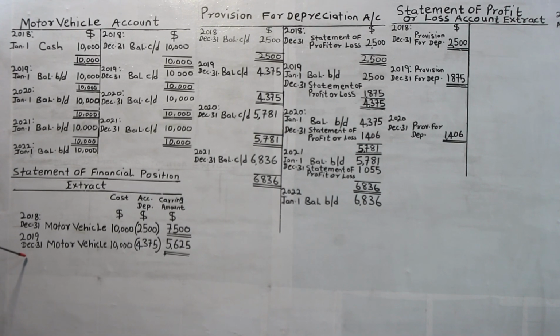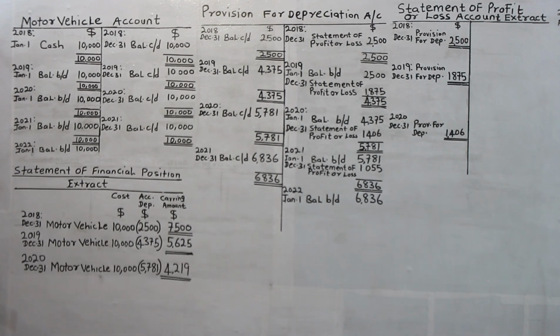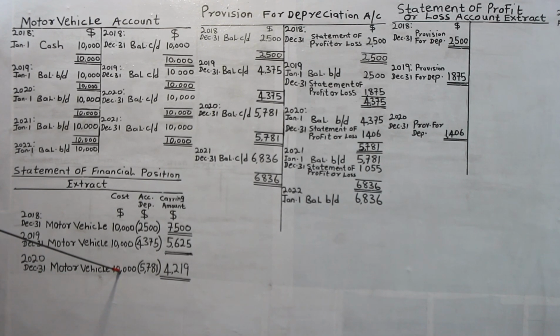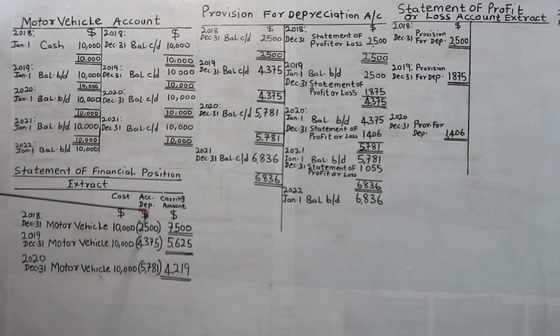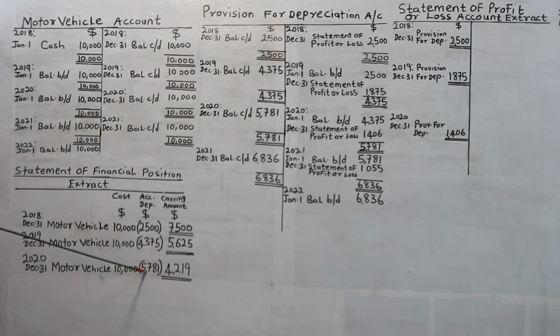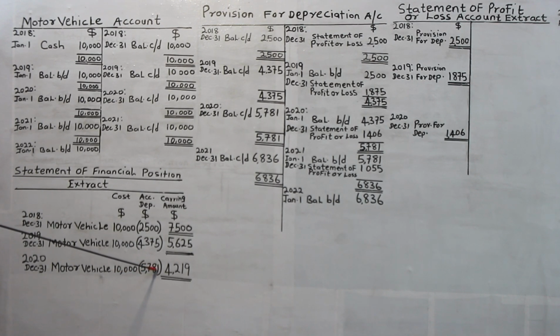Now let's see what happens in 2020. Therefore, for December 31st, 2020, the motor vehicle cost is $10,000. Then accumulated depreciation is 5,781. We have 10,000 minus 5,781, which gives us 4,219. Of course, this bracket indicates deduction.